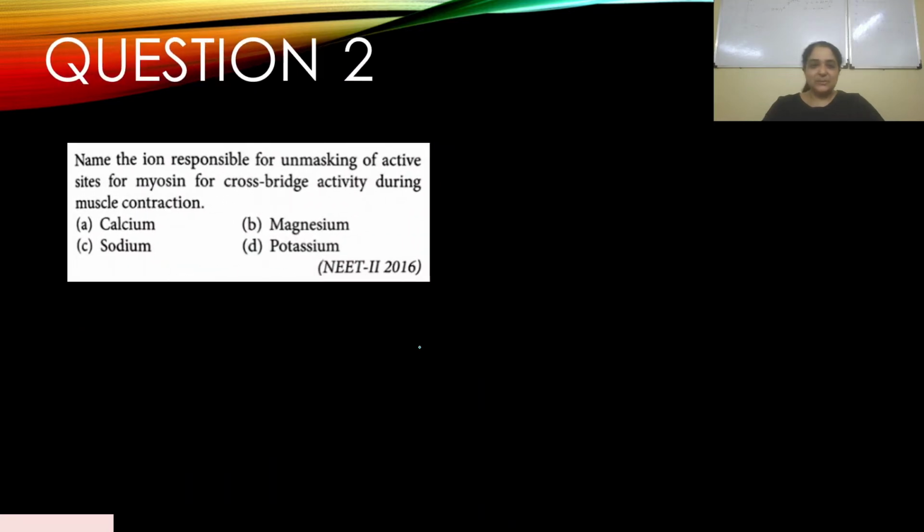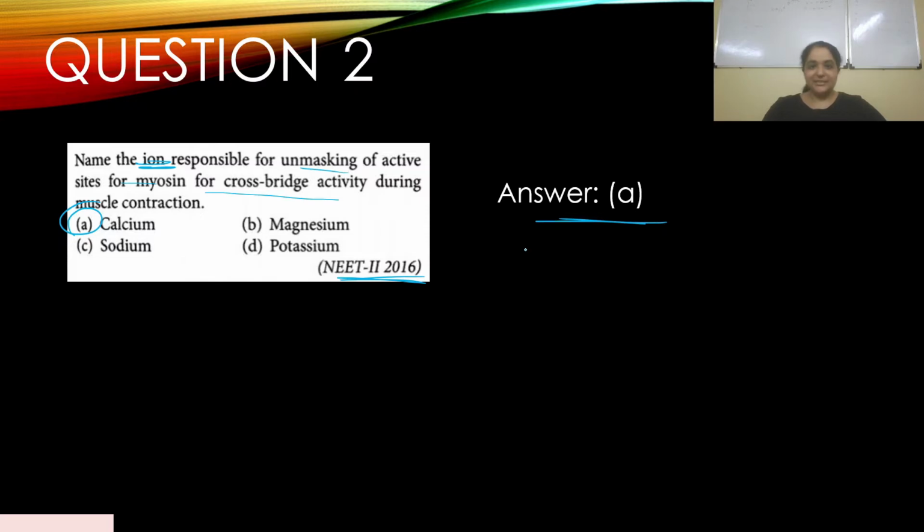Okay, so question number 2. Name the ion responsible for unmasking of active sites for myosin for cross-bridge activity during muscle contraction. This appeared in 2016. Now which ion is responsible, we just answered this in question number 1. The ion that is responsible for unmasking of active sites for myosin for cross-bridge activity during muscle contraction is clearly calcium. So your answer should be A.